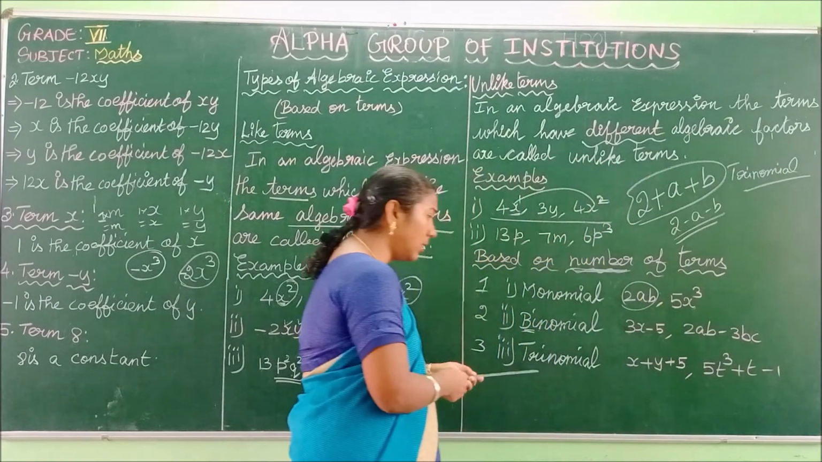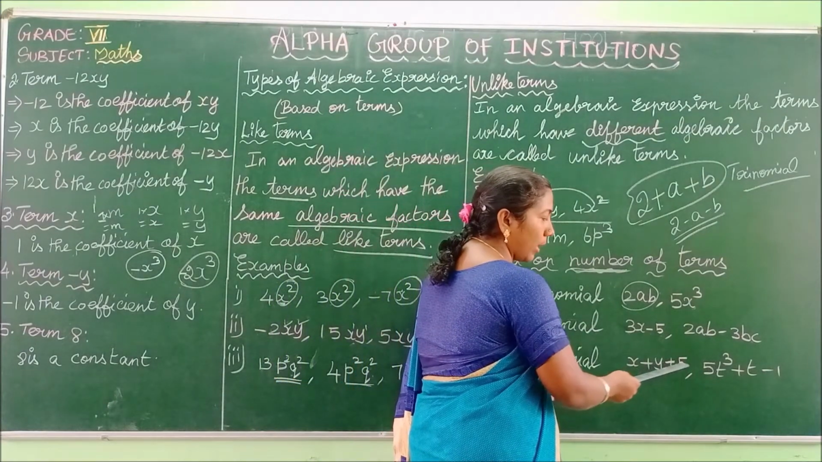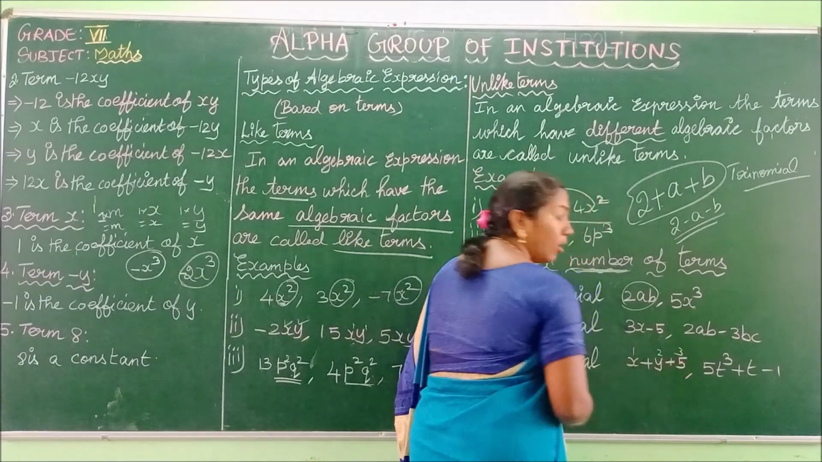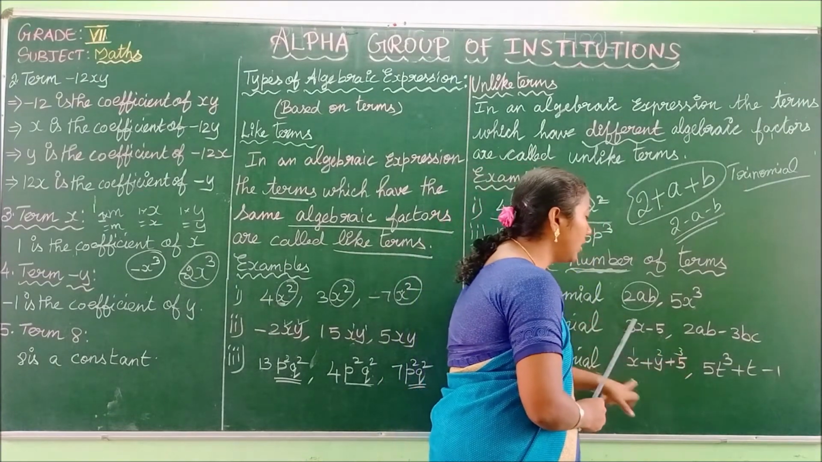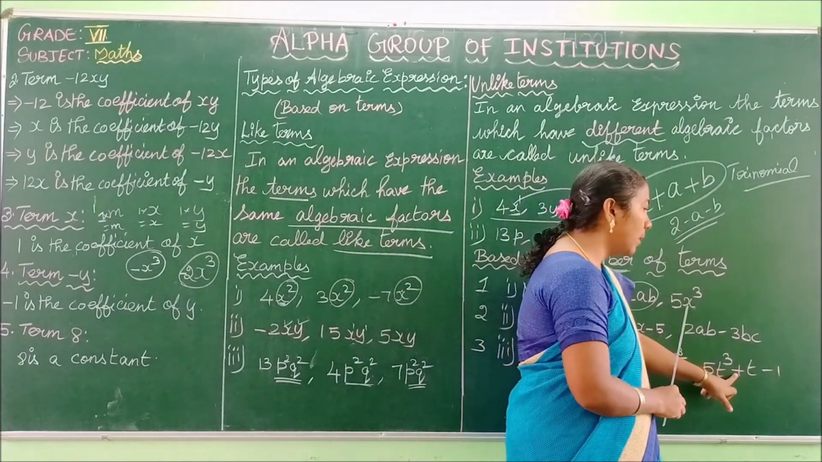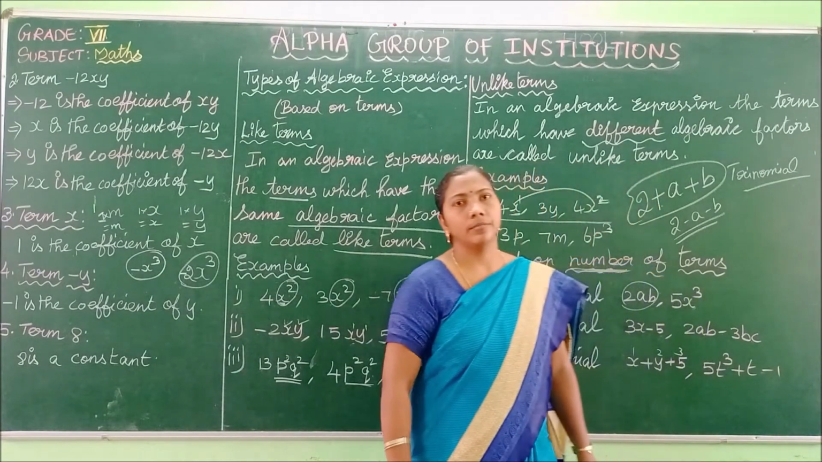See, the last one is trinomial. See the example x plus y plus 5. This example contains three terms: 1, 2, 3. So we are calling this example a trinomial. See the last one, 5t cube plus t minus 1. This is also an example of a trinomial.